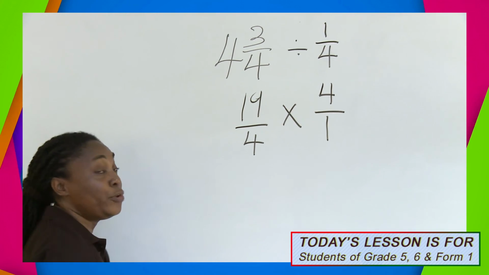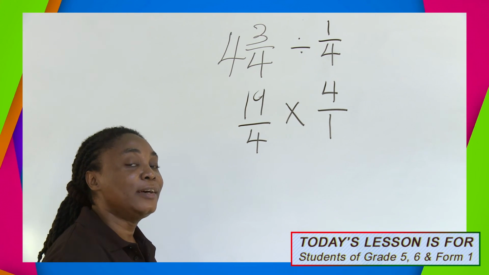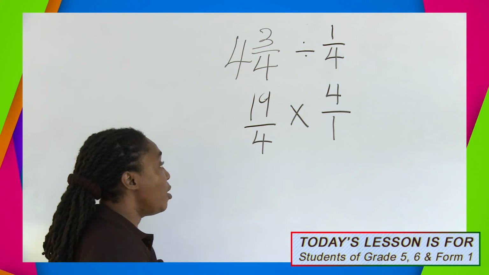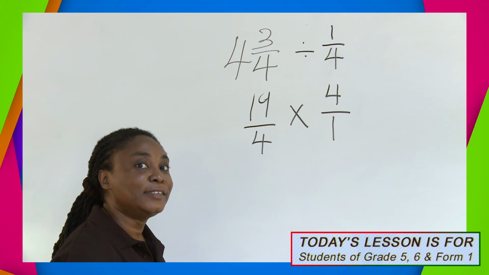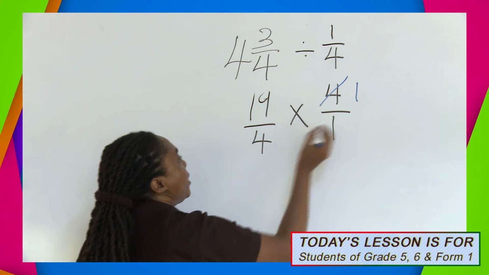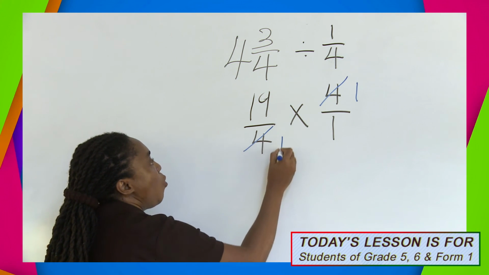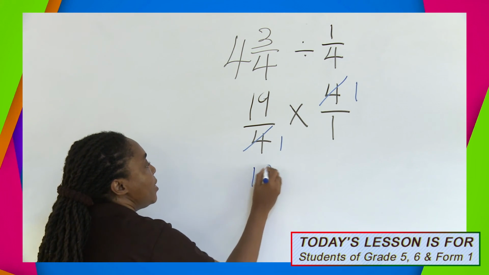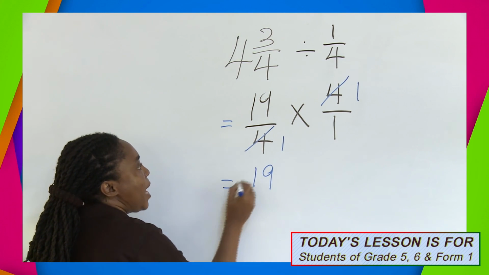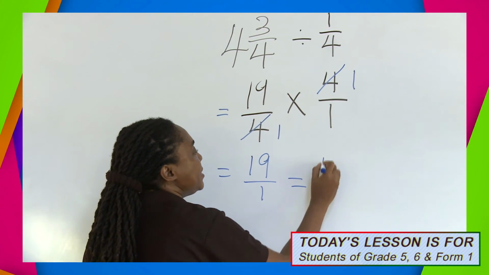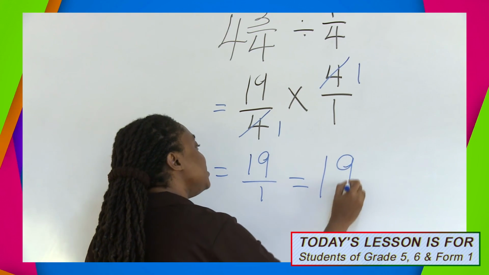Now if you're looking, you realize that I have a numerator and a denominator that are the same. So therefore, I can simply do what? All right. So 4 into 4 will be 1. 4 into 4 will be 1. 19 multiplied by 1 will give me 19. And 1 by 1 will give me 1. So 19 over 1 is the same as 19.